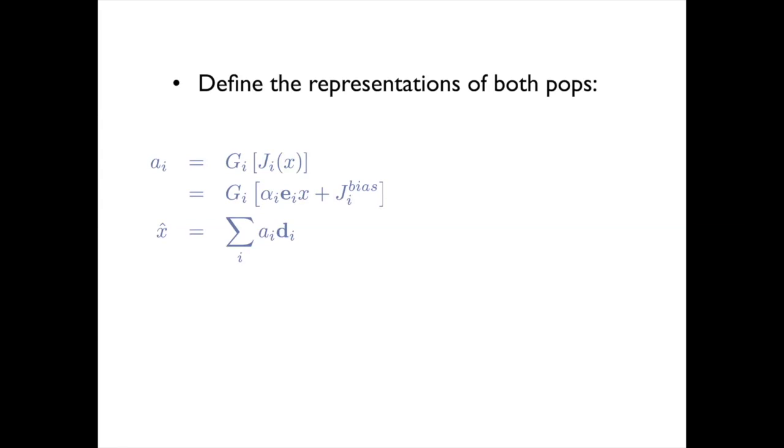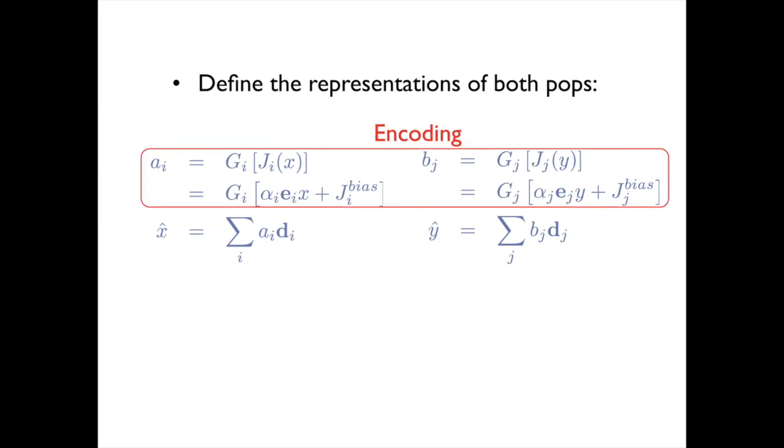All right, so here's the standard NEF derivation of a set of connection weights. You define the representation of both populations. So there we've got the A representation on the left, the B representation on the right. Exactly the same thing that I just did on the previous slide. We can think of this part as the encoding. All we've done is define a current, the current going into our neuron model. This is the standard way that we tend to define that current with our encoders.